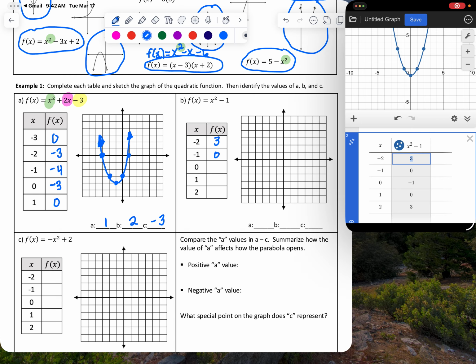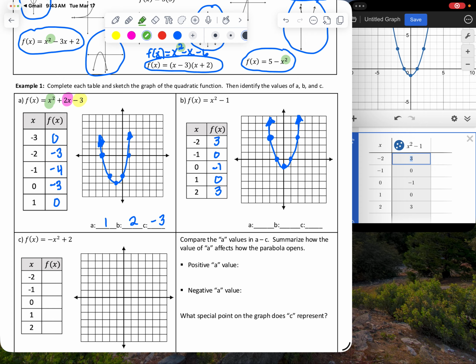There we go. 0, negative 1, 1, 0, and 2, 3. Now let's plot these points for this function. So negative 2, positive 3, negative 1, comma 0, 0, negative 1, 1, 0, and 2, 3. Now we've got our main points of our parabola, so I'm just going to connect them with a smooth U-shaped graph. And then it wants me to list the values of a, b, and c.